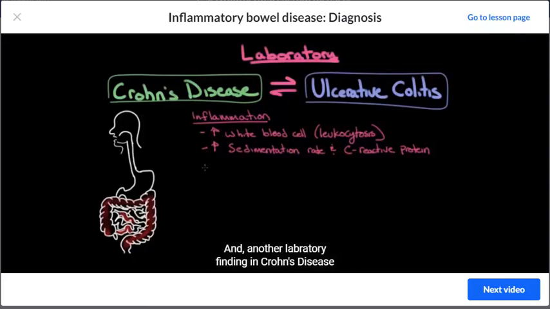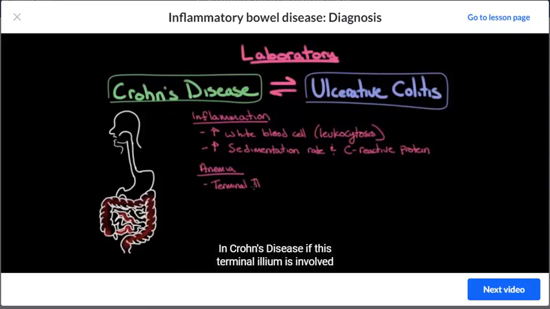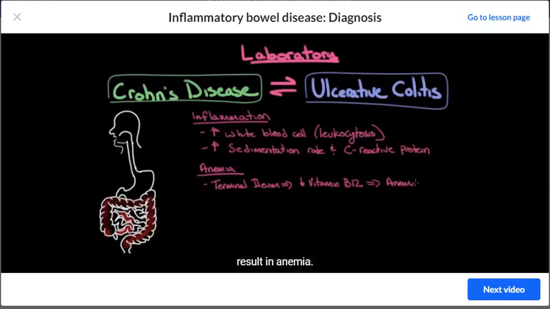And another laboratory finding in Crohn's disease and ulcerative colitis is anemia. And anemia is a low hemoglobin count, and hemoglobin is an important component of red blood cells. Now, there are a couple reasons why anemia can occur in Crohn's disease and ulcerative colitis. In Crohn's disease, if this terminal ileum is involved, then the body is not able to properly absorb the vitamin B12, and this vitamin is necessary to produce red blood cells. So if there's low vitamin B12, then it can result in anemia.